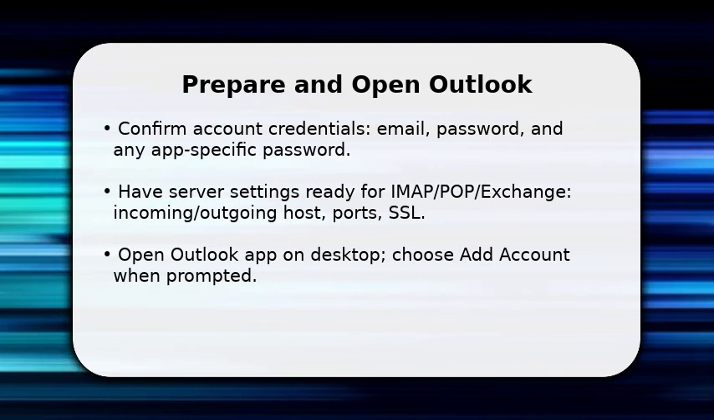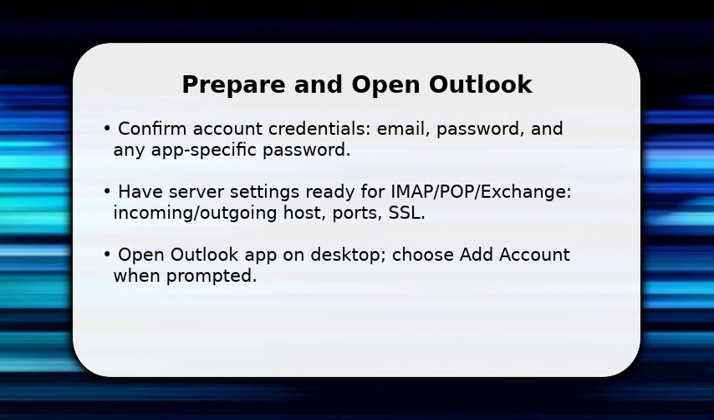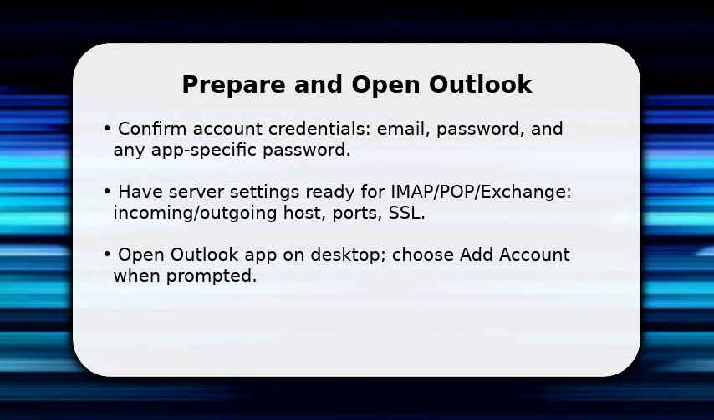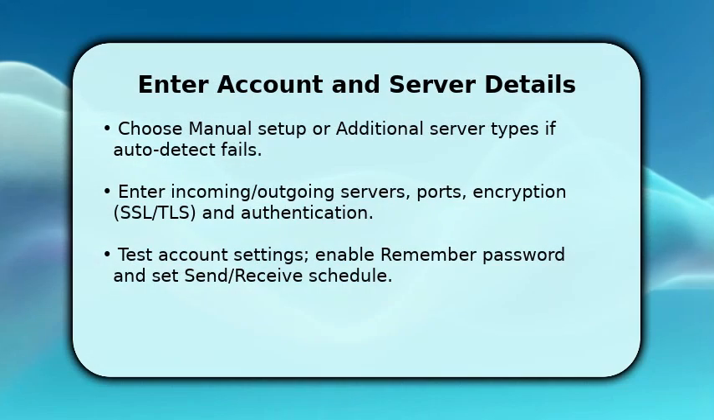Enter your email when prompted and let Outlook attempt auto-detect. If auto-detect succeeds, you'll save time. If it fails, don't worry, we'll enter settings manually in the next step. If auto-detect didn't finish, choose Manual Setup and pick IMAP, POP, or Exchange.